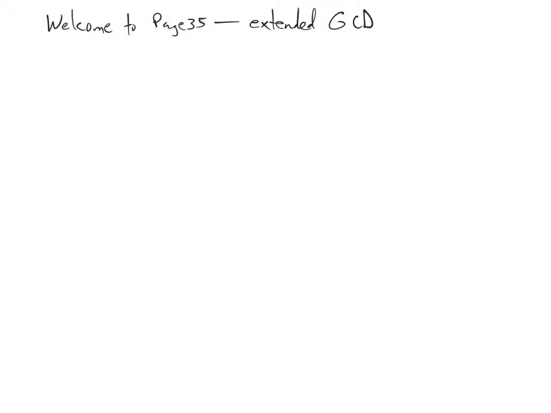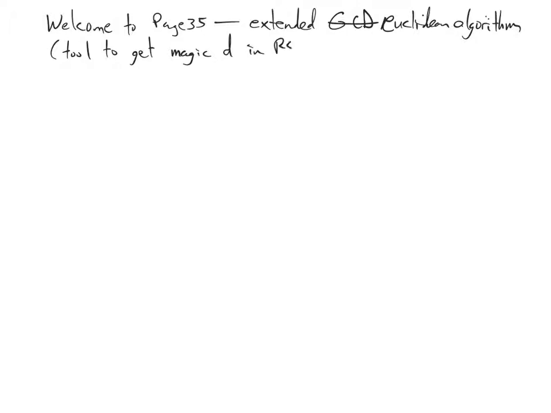So, the greatest common divisor that the Euclidean algorithm computes, it's actually the extended Euclidean algorithm, named after Euclid. It's one of the oldest algorithms that's ever been described as an algorithm in human history. But we're studying it because it's the tool that will allow us to compute the magic D for decryption in the RSA.